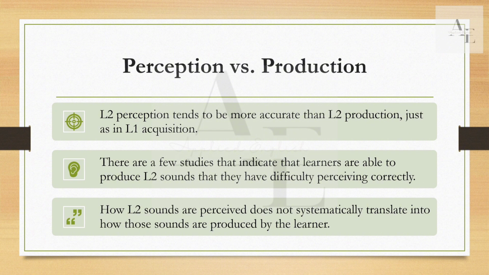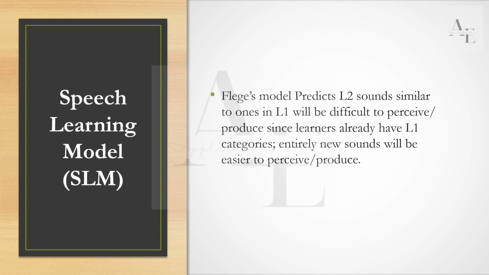Then we have the speech learning model. It's a model produced by Flege. He says that L2 sounds that are similar to one in the L1 will be difficult to perceive or produce since learners already have L1 categories. Entirely new sounds will be easier to perceive or produce.